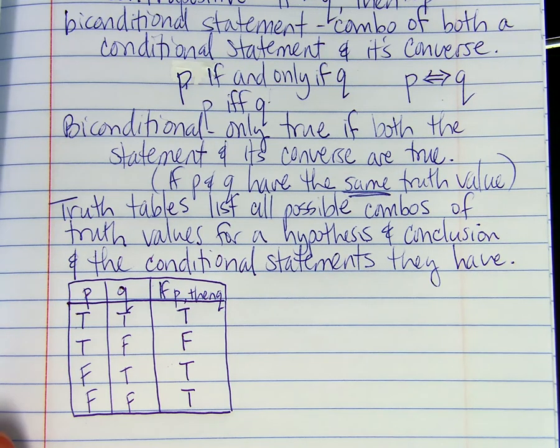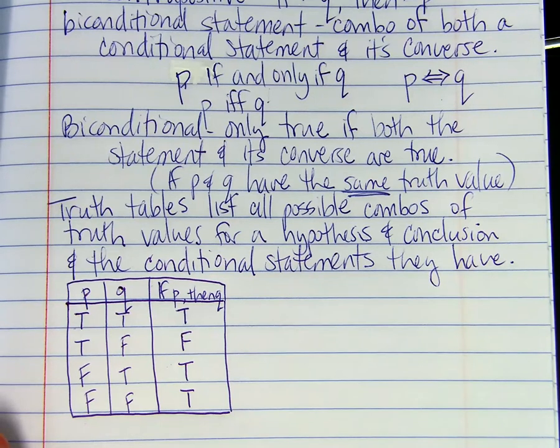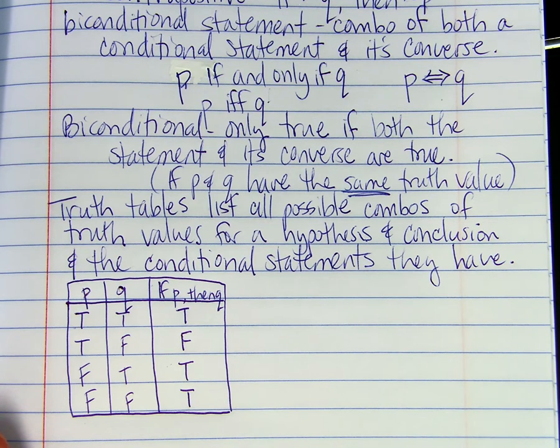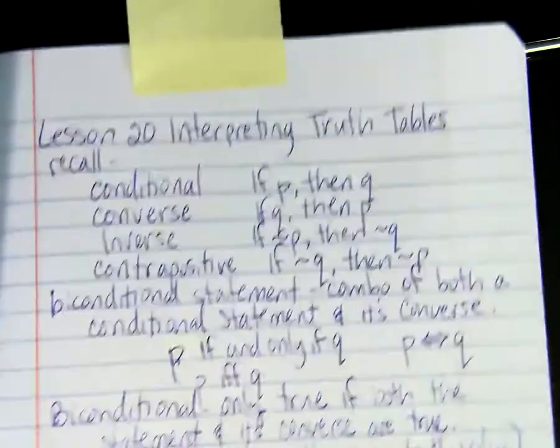Like, if elephants have baby whales for offspring, then the baby whales are pink. That's a true statement, because they're both false. And it's not going to happen. I know that was like a way out there statement.